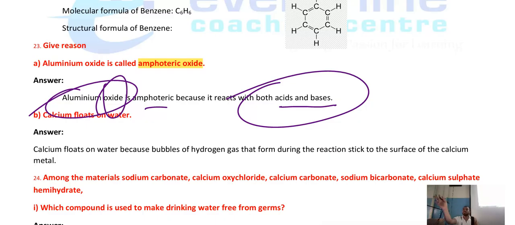The substances which react with acids and bases, not substances. You should say oxides. The oxides, this is important. The oxides which react with both acids and bases are known as amphoteric oxides.